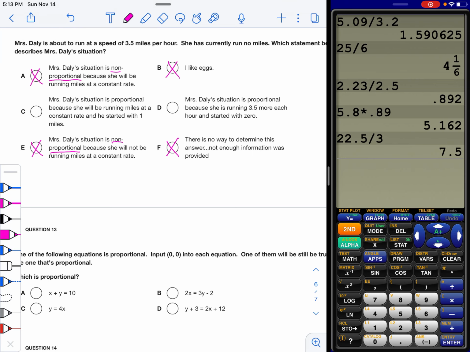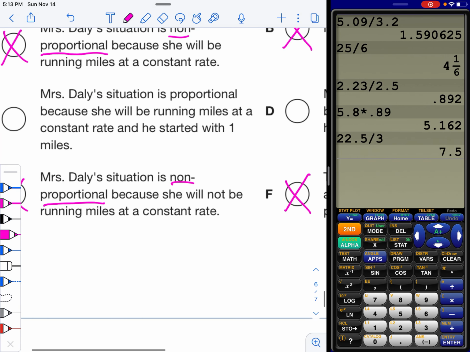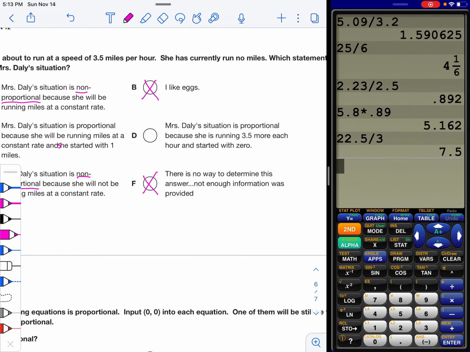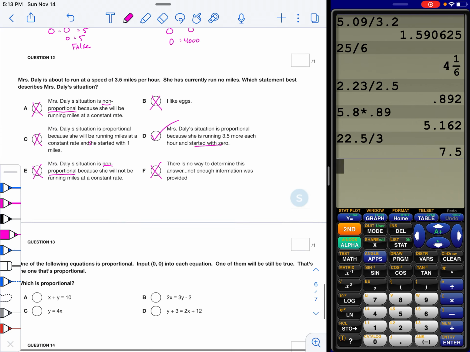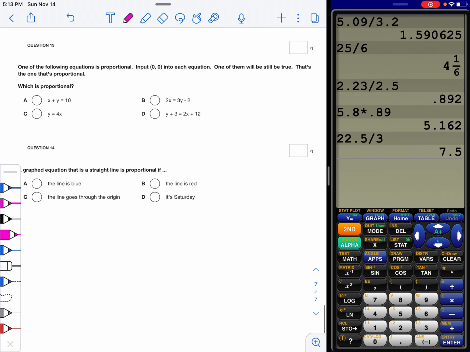Mrs. Daly's situation is proportional because, let's look at the because statement. I'm looking at the one on the left. She will be running miles at a constant rate. Yes. And she started with 1 mile. That's incorrect. She didn't start with any miles, so that one's out. The other one says she started with 0, so winner, right? So that one should be choice D.